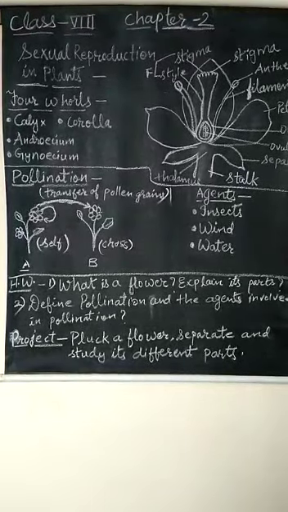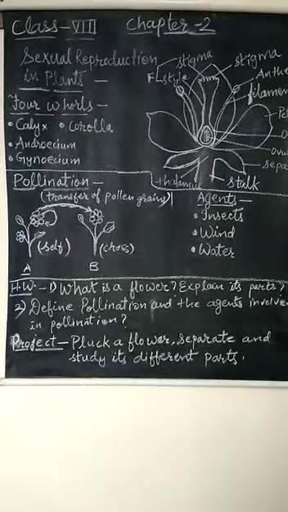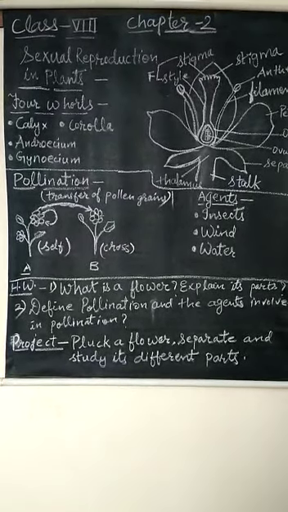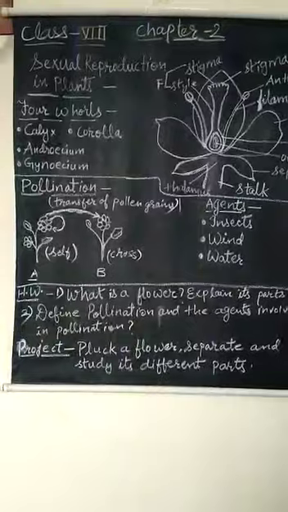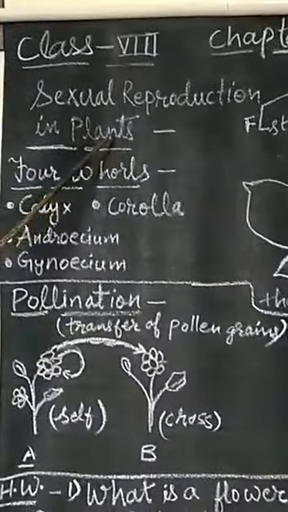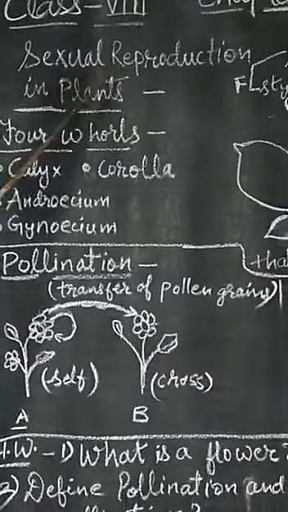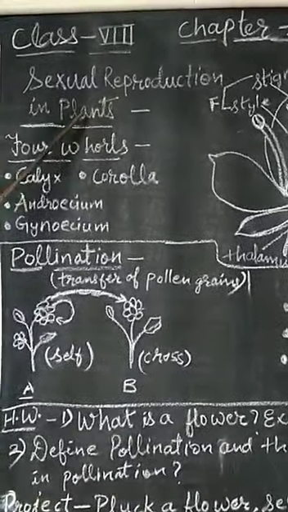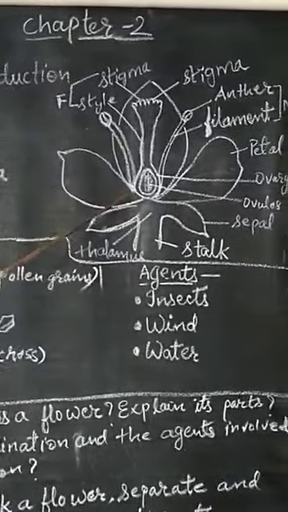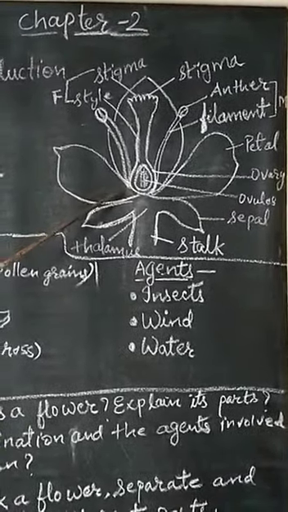Hello students, in last class you have learned about asexual reproduction in plants. So today you will learn about sexual reproduction in plants. For sexual reproduction in plants, the flower is the main part.